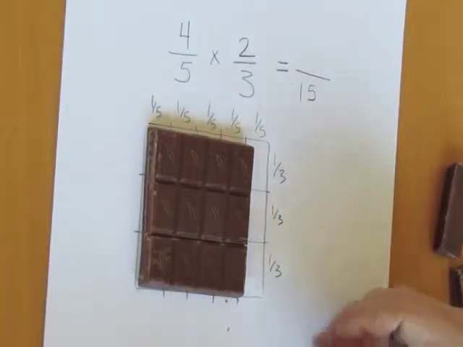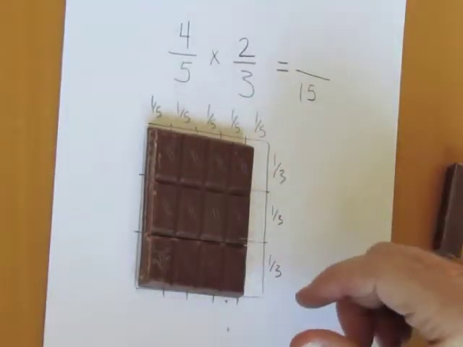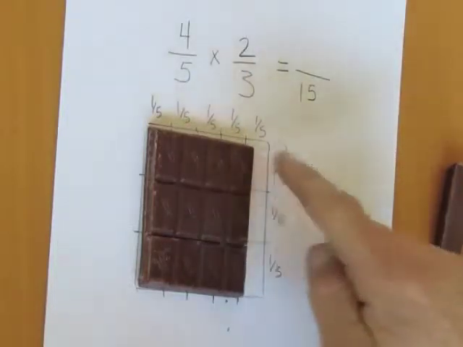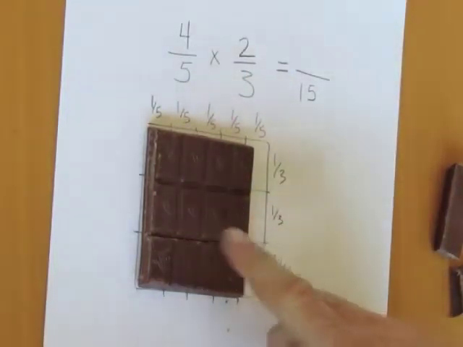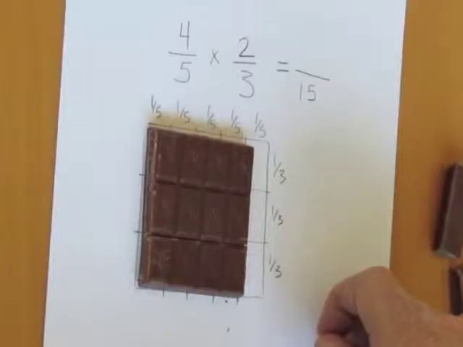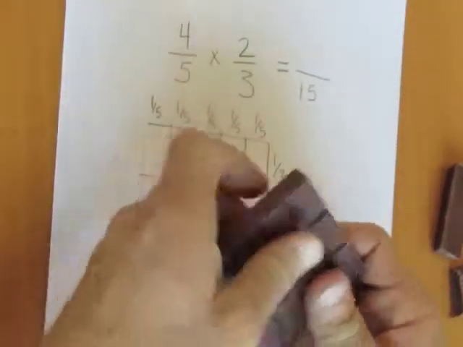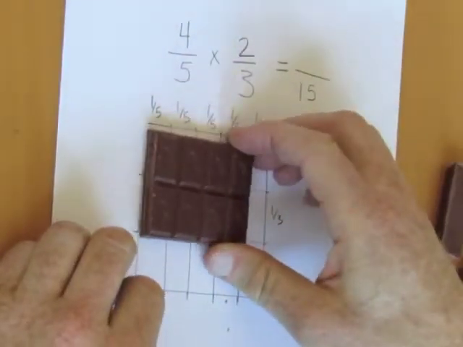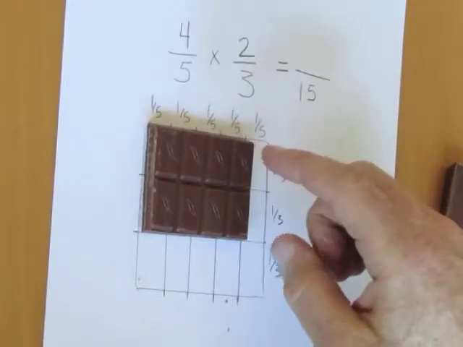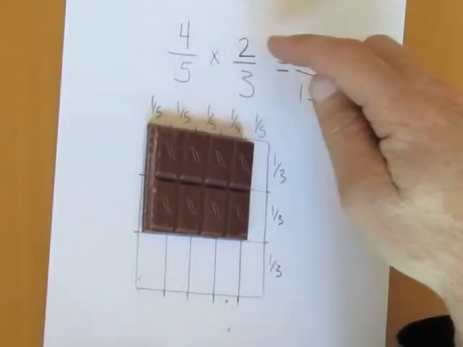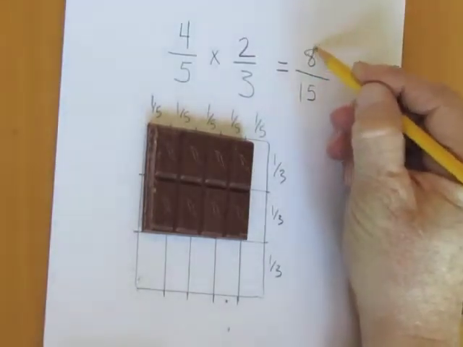Now let's take 2/3 of this 4/5 piece. Notice the 4/5 piece is divided into thirds, going this way. 1, 2, 3. It is also helpful to keep in mind that of in math means multiply. So taking 2/3 of this 4/5 piece leaves us with 8 pieces, or 4 times 2, numerator times numerator. 4 times 2 equals 8 pieces.